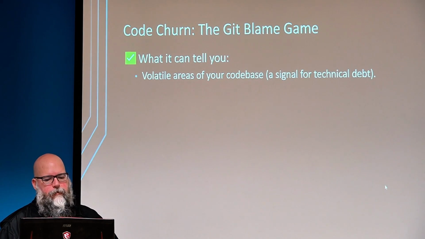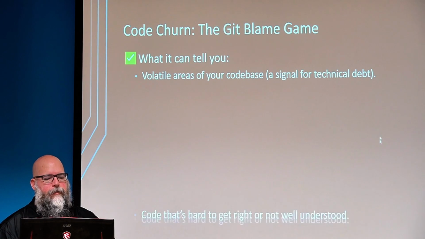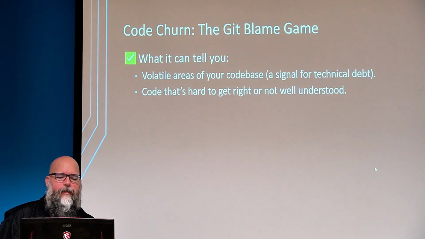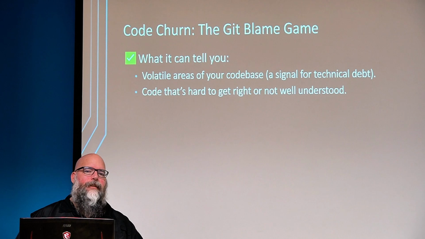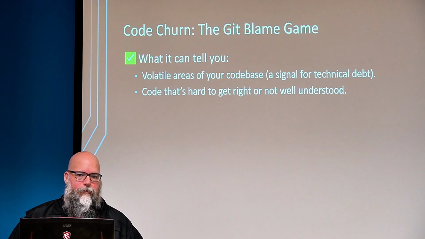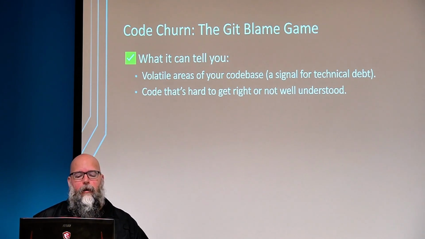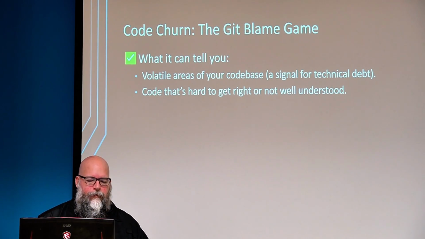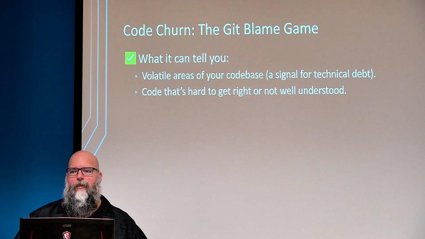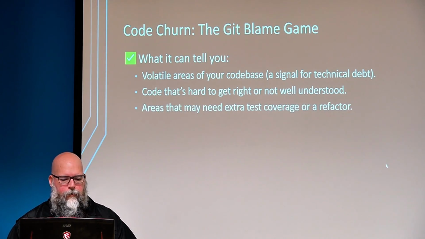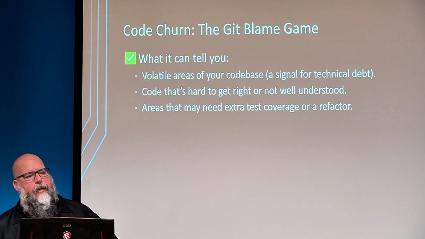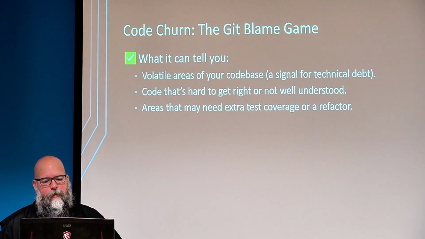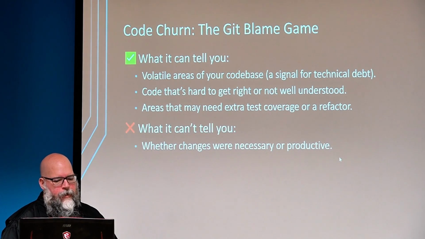So what does it tell you? Signal for technical debt. It's going to tell you that code is hard to get right or not well understood, right? Because if you're constantly seeing changes to a method, either it wasn't well defined what was supposed to be getting done, or it was not done correctly in the first place. It can also suggest areas for extra test coverage beyond what you already have, or it might just suggest a refactor if needed.